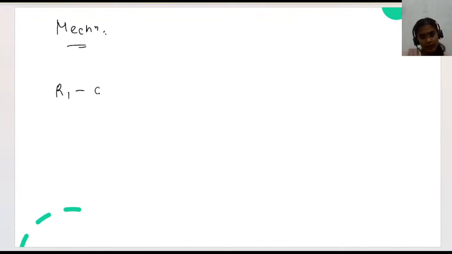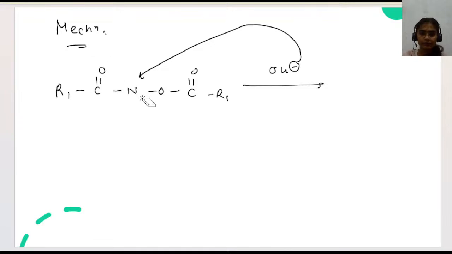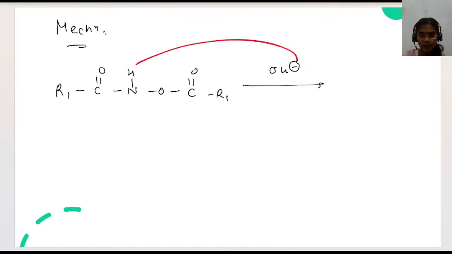So this is R, this is CO, this is NH, this is O, this is CO, and this is some R1. In this case, we are using some base. So what is the use of the base? The base is going to abstract this hydrogen. So next is R1 CO, there is an N negative, and this is O, this is CO, and this is R1.